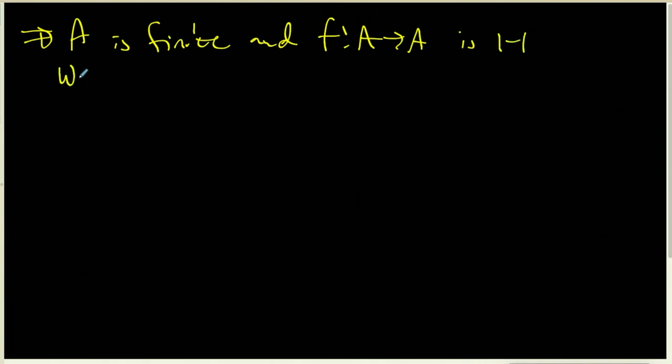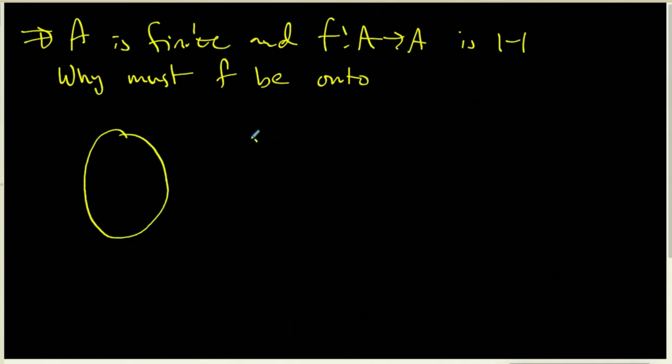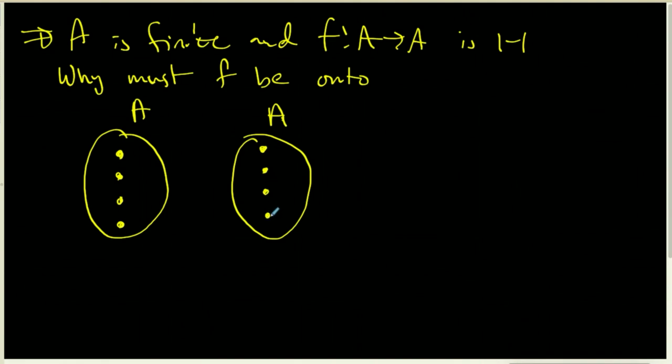And we're really wanting to figure out why this f must be onto. I don't really want to try and prove this. I want to basically illustrate what's going on. So the situation is that we have 2 copies of the set A, because A is both the domain and codomain of this function. And what that means is we have exactly the same number of elements in both of these sets.